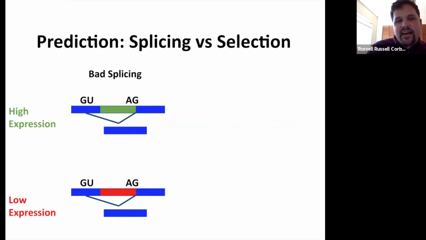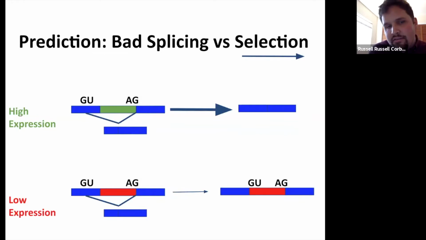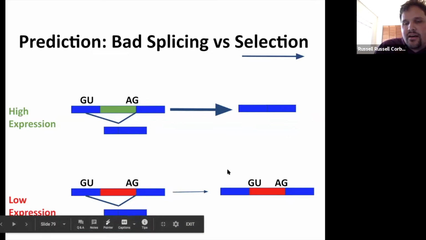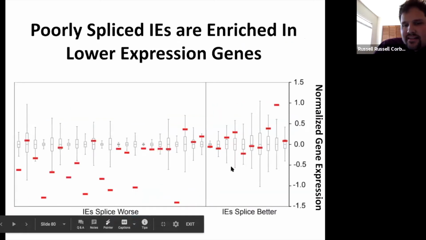The idea being that if you're an introner and you splice badly, a high expression gene is going to do a good job removing this, and so you'll lose that introner element before it goes to fixation in the population. In contrast, for a low expression gene, that shouldn't happen, or should happen less frequently, and you should accumulate introners in those genes. And that's exactly what we see.